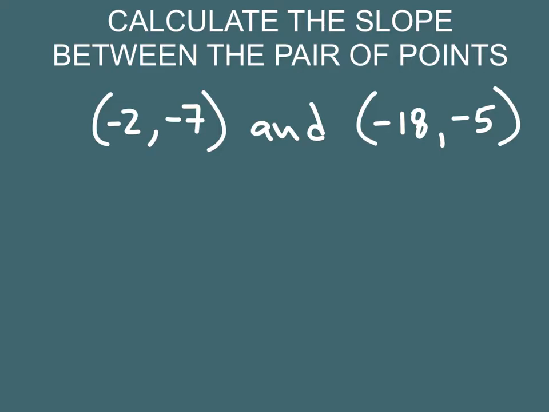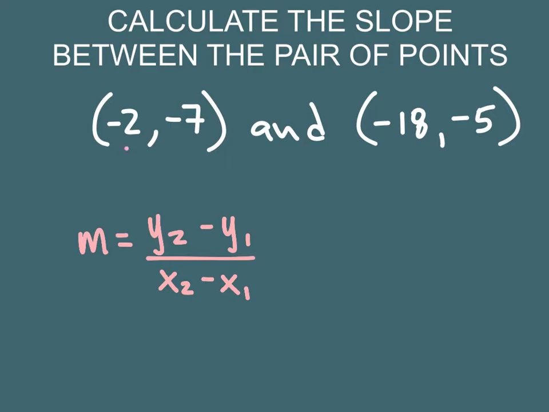On this first example, I just want to calculate the slope between the pair of points. I first want to write down our formula: m is equal to y sub 2 minus y sub 1 over x sub 2 minus x sub 1. Now I'm going to label these points as x1, y1, x2, y2. I always do that. If I want to plug that into my formula, I'm going to take y sub 2, which is negative 5, and I'm going to subtract y sub 1, which is negative 7.